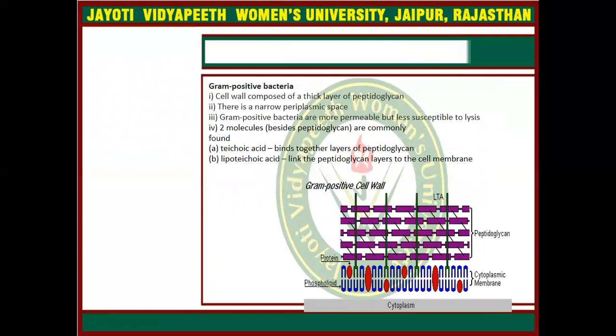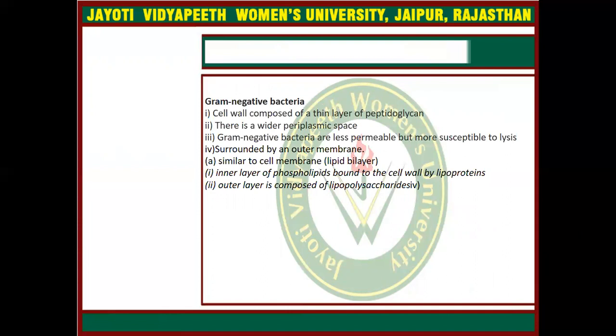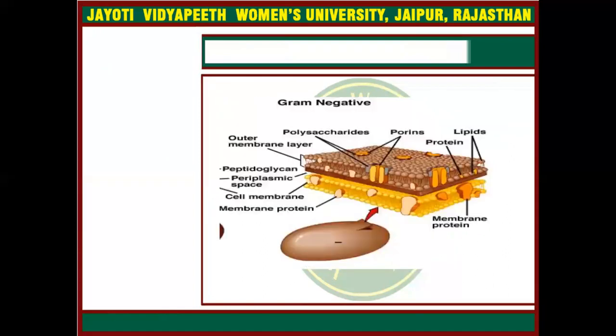As we can find in the gram-positive, they are also found in the gram-negative, but here the plasma membrane is very thick, while the peptidoglycan layer is thin in the gram-negative bacteria. The inner layer of phospholipid is bound to the cell wall by lipoproteins. The outer layer is composed of lipopolysaccharide. Next, here we can find the structure of the gram-negative bacteria.